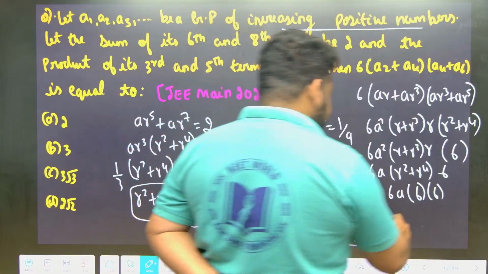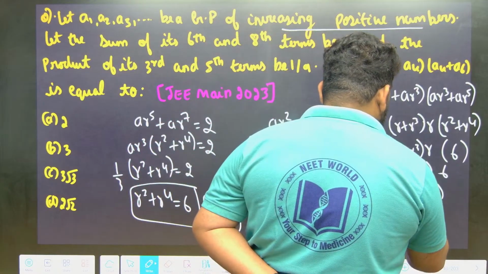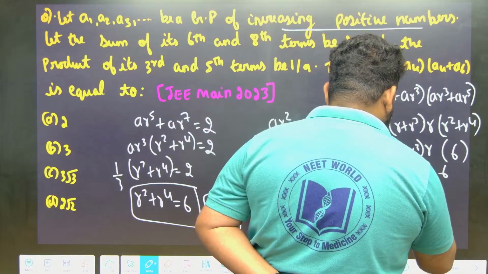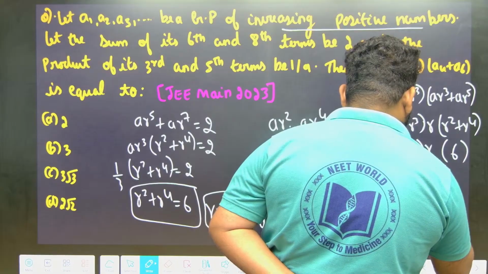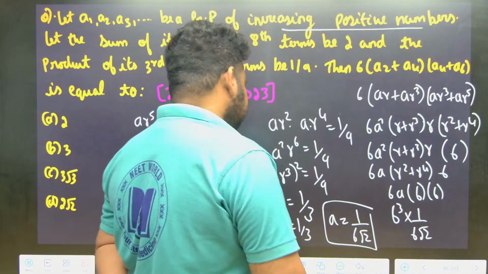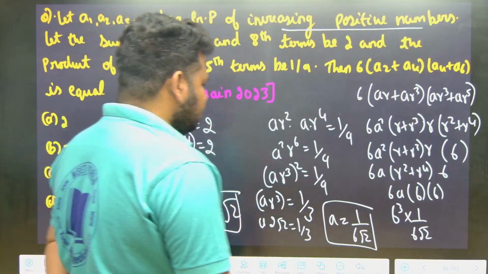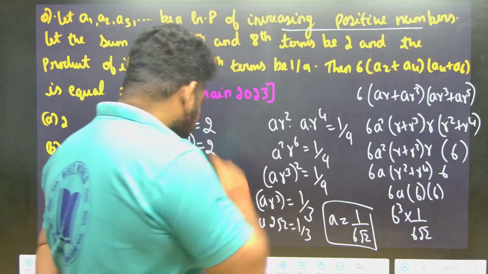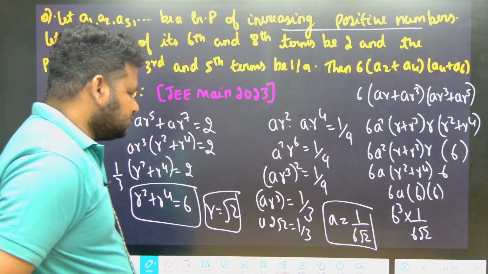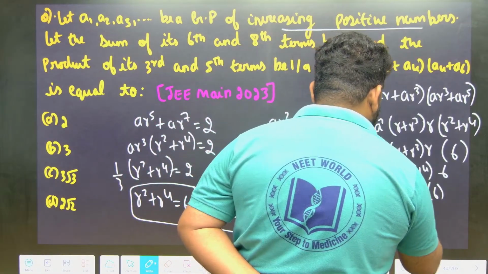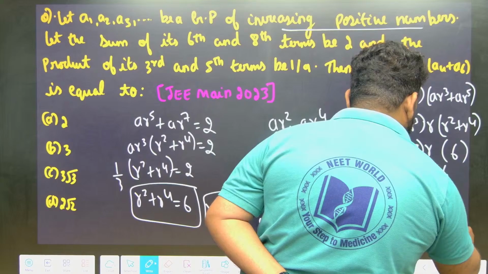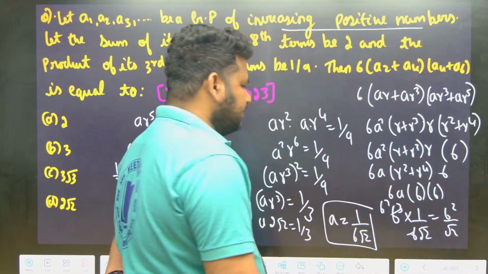Now we have 6 cube into a. The a value is 1 by 6 root 2. So this will become equal to 6 square by root 2.